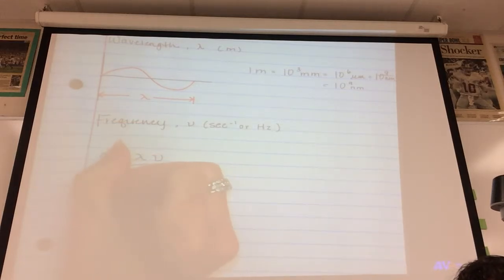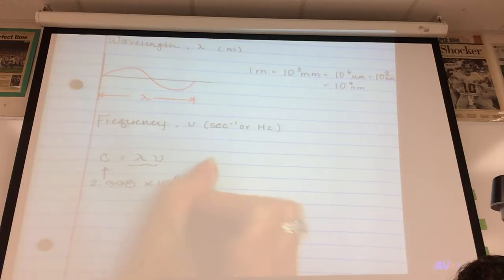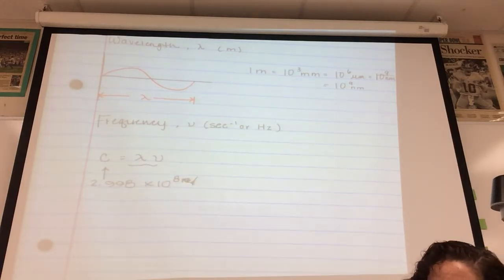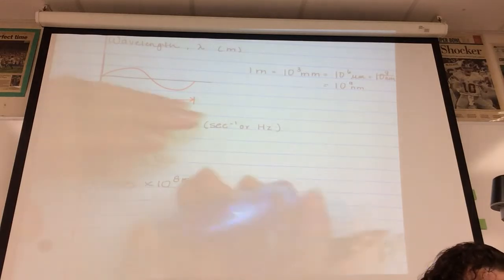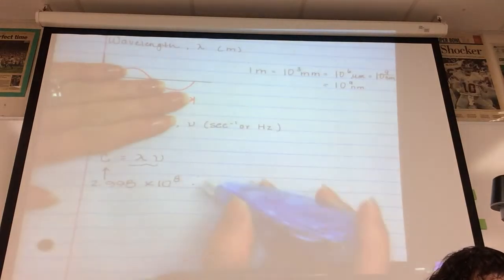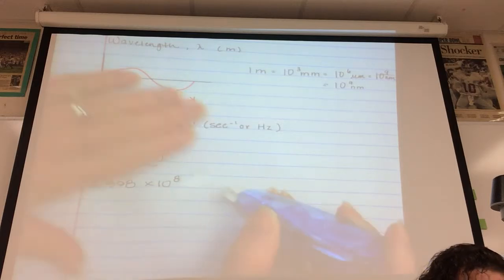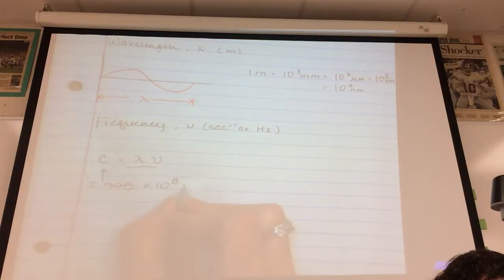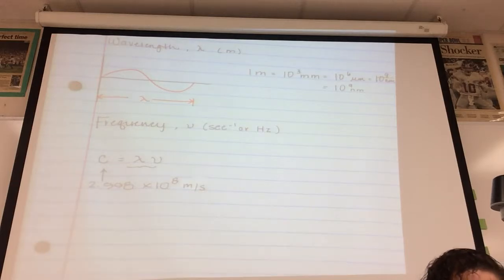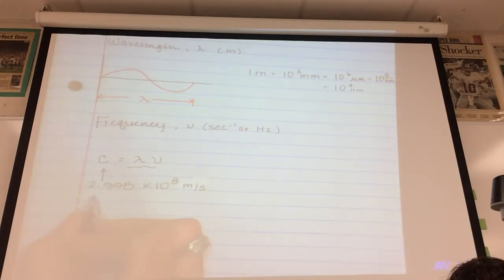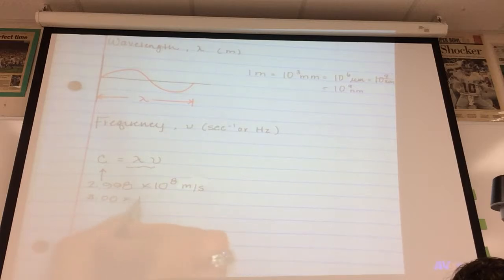The speed of light is a constant. It's given at 2.998 times 10 to the 8th meters per second. And that's why your wavelength has got to be in meters, otherwise it's not going to cancel. Now when you do these problems in your head, it's easier to just use this, and I'll show you how. So wavelength and frequency are inversely related.